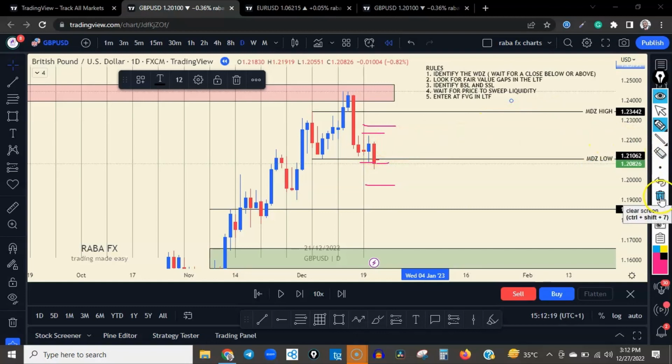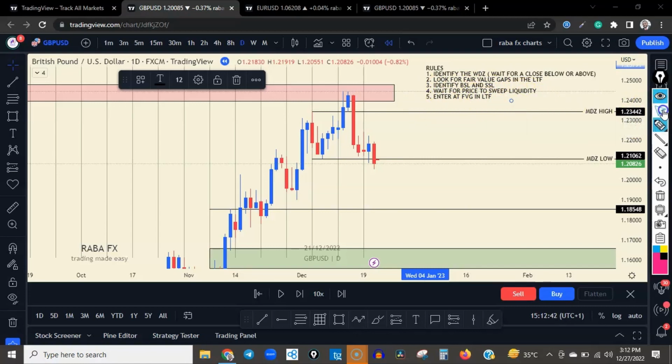Okay, so what you need to do now is you are going to look for a fair value gap, because as a result of this there would have been a fair value gap in the lower time frame. So you are going to identify that fair value gap. Then from there, identify your buy side and sell side liquidity. The fourth one is to wait for price to sweep the liquidity, and then you take an entry.